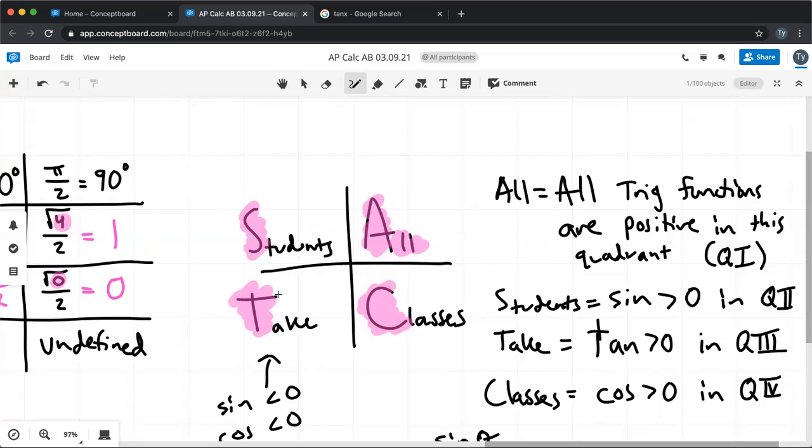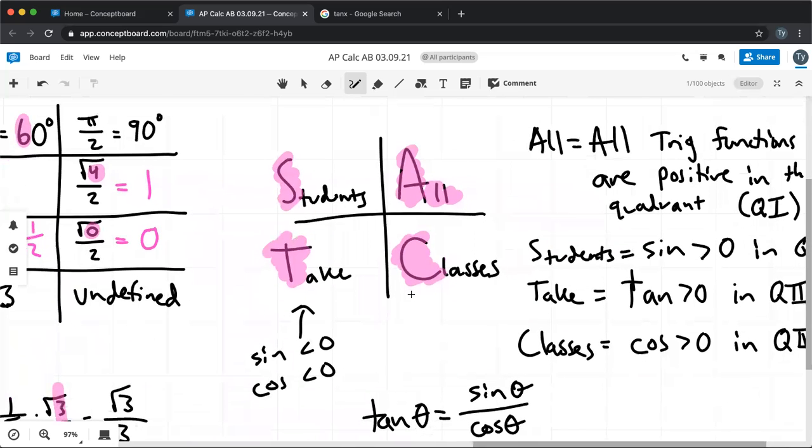Here we have take in quadrant 3. Take starts with a T, so tangent is positive in quadrant 3. And sine and cosine are negative. And here we have cosine for classes. Cosine is positive in quadrant 4. Sine and tangent are negative.